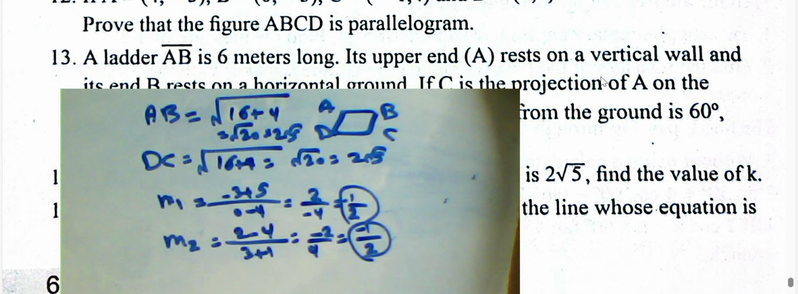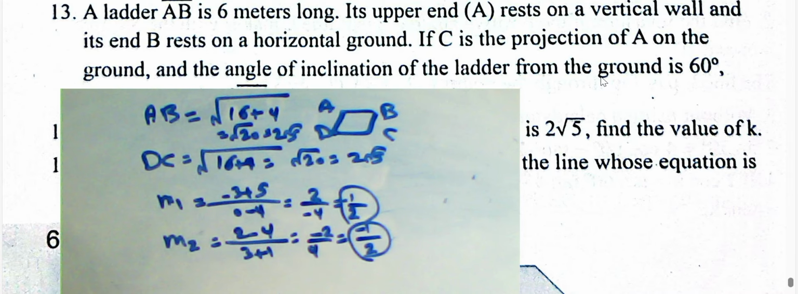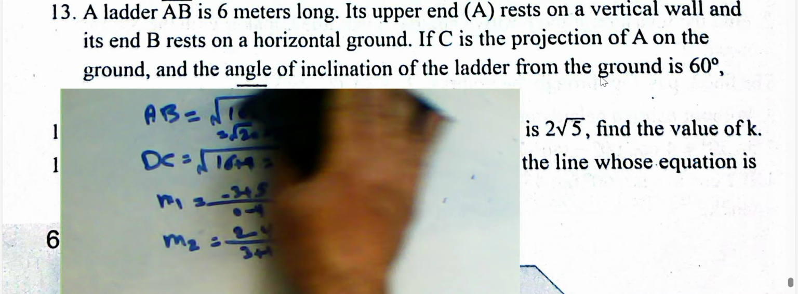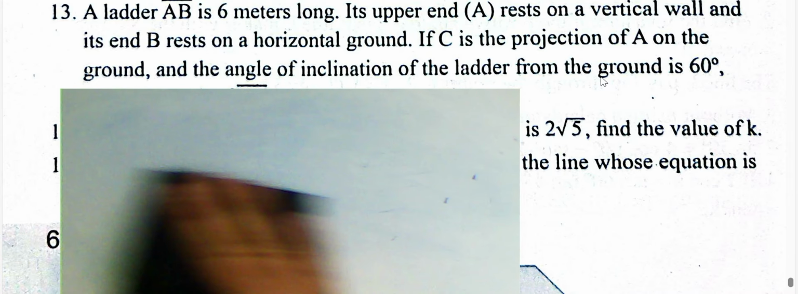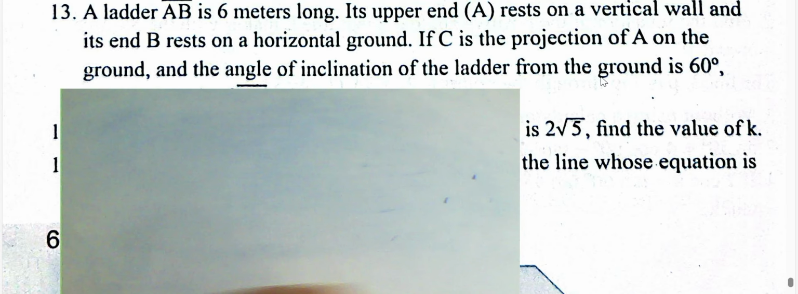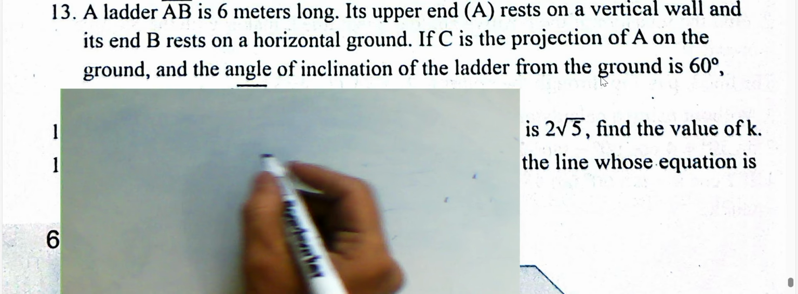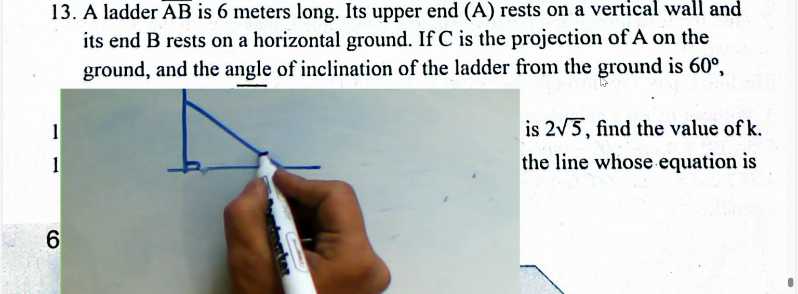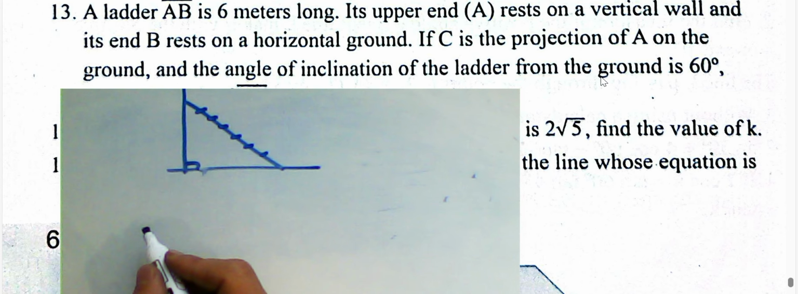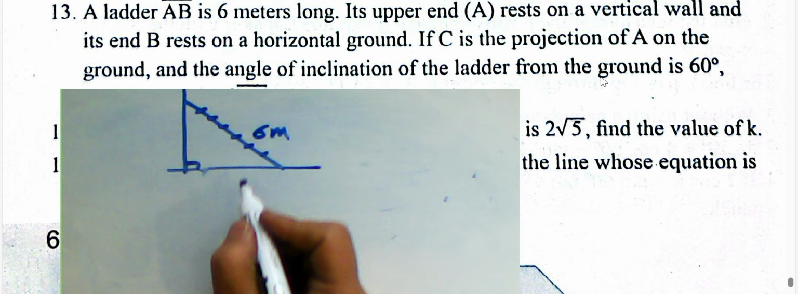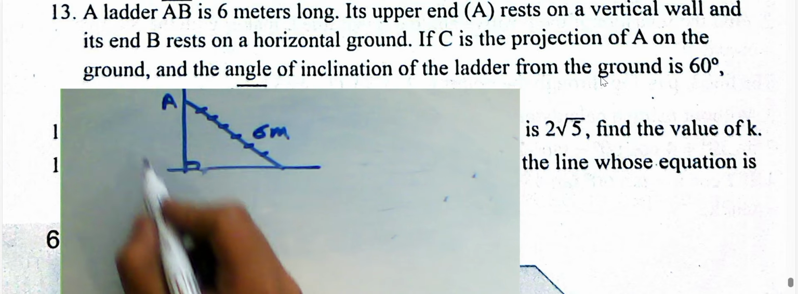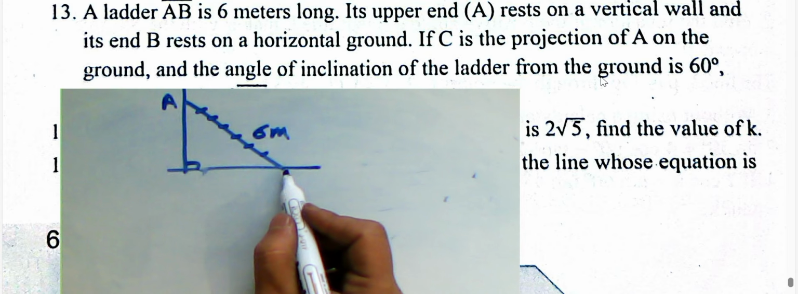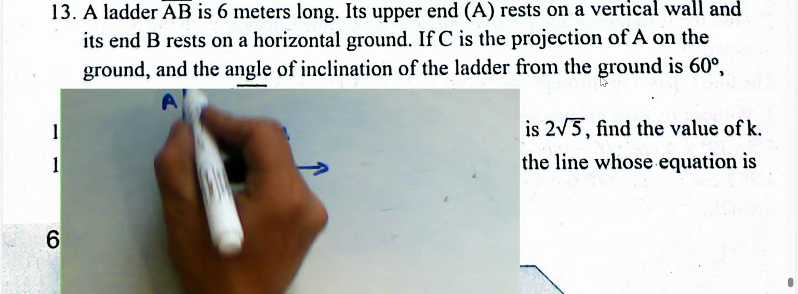Next question. A ladder AB is 6 meters long. Its upper end rests on the vertical wall like this. Okay, the ladder is 6 meters long. Point A here is at the wall and point B is down.